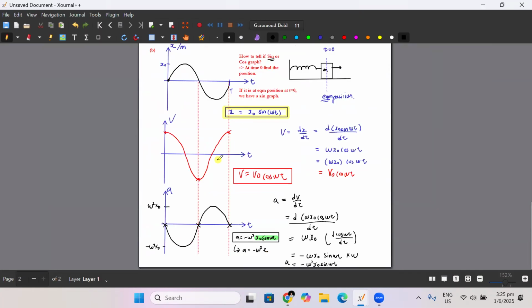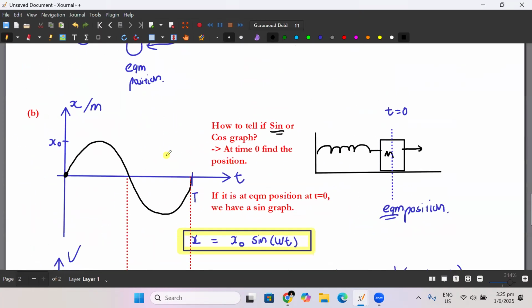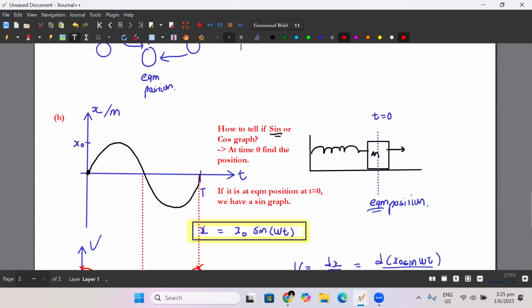I have a very important tip for you. Always check whether it's a sine or cosine graph by looking at time zero. Then I will also answer the second common question now. How to tell if it is a positive or negative graph? When I say positive or negative, I mean, is it a plus sine omega t graph or minus sine omega t? So what I mean is your initial displacement could have been like that also.